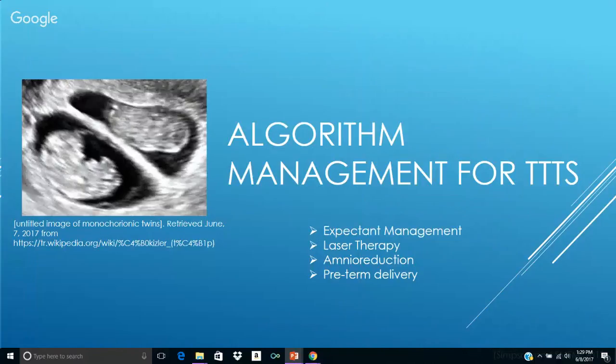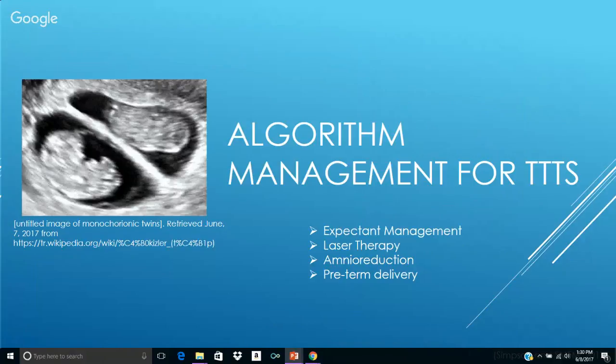In addition to the Quintero staging system, there's an algorithm for management of twin-twin transfusion syndrome. This algorithm recommends that once you hit stage 1, the provider practices what's called expectant management. This means the provider will order weekly ultrasounds and consider this pregnant woman to be very high risk, and expect the pregnancy to regress, and to regress quickly. Once you reach stages 2 through 4, the management is going to be a little bit more invasive. It's going to need to manage these twins a little bit more seriously to prevent further regression.